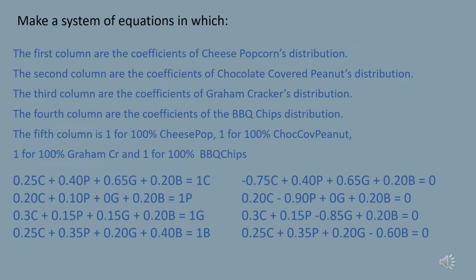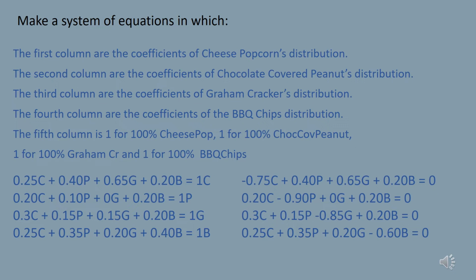The rows or equations are for each of the different sectors, and so one row or equation will be for cheese popcorn, one row or equation will be for chocolate-covered peanuts, one row will be for graham crackers, and one row or equation will be for barbecue potato chips. I'm letting C stand for cheese popcorn, P for chocolate-covered peanuts, G for graham cracker, and B for barbecue potato chips. The columns will be the coefficients that build the different percentages for the different sectors.